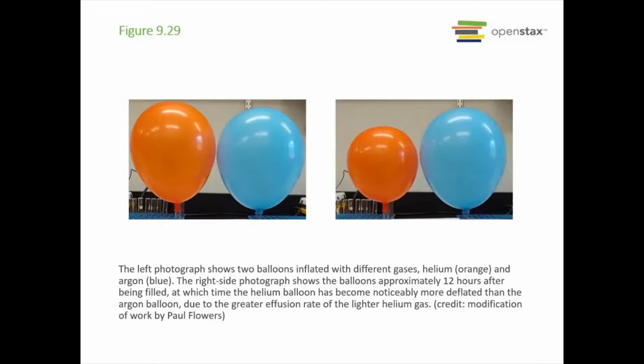So here we see two balloons at the same temperature and pressure. They're in the same room. The orange one has helium and the blue one has argon. And after about 12 hours, you see that the helium-filled balloon has very much decreased. It's deflated because the helium was able to effuse out of the sides.